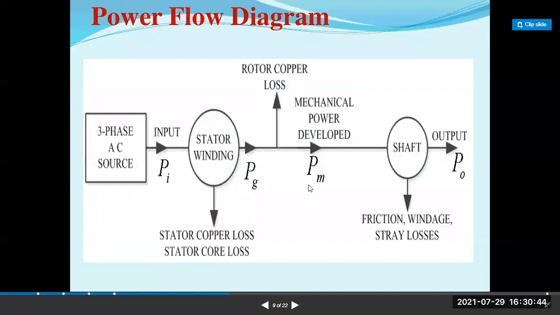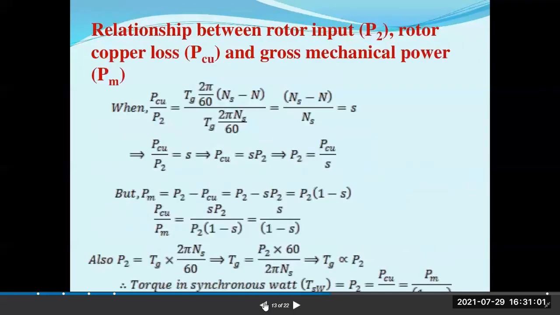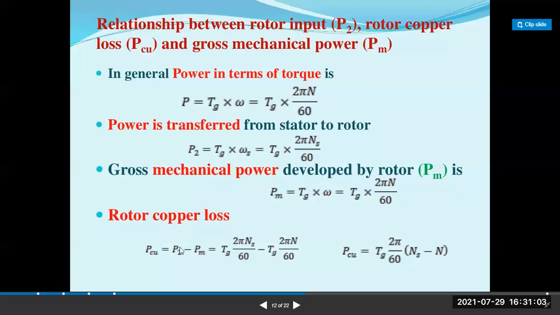This is the input part P2 and this is the mechanical power developed. As you know, because of this loss, the mechanical power developed will have a lower value than that of the input. So the rotor copper loss you can write as P2 minus PM. Just put the value of P2 and PM.